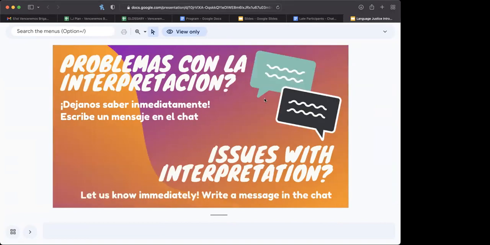And if there's any issues with the interpretation, just put a message in the chat and we can help you out. Please do not suffer in silence. We want to make sure that everyone is understanding and receiving the message in their preferred language.